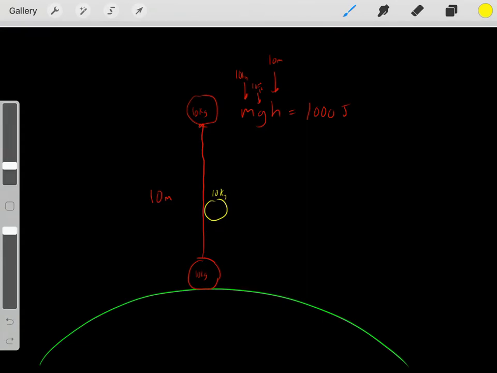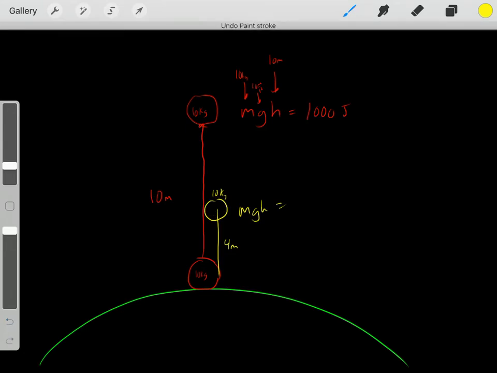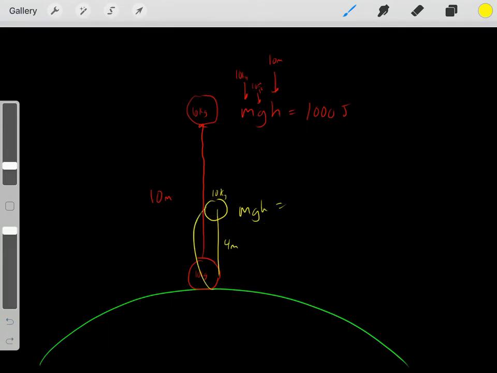Well, again, we can simply solve it. Mass times gravity times height. And now let's say this height happens to be 4 meters. So now at this location, how much gravitational potential energy does it have relative to the initial amount? Well, again, we know mass is just 10 kilograms, g is just 10 meters per second squared, and this time the height is 4 meters. So if we solve this, we would get 400 joules of gravitational potential energy. So now the ball has 400 joules of gravitational potential energy.